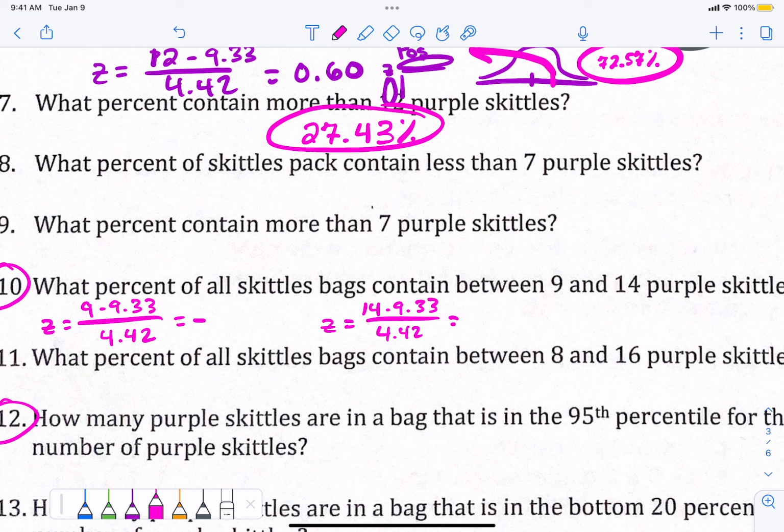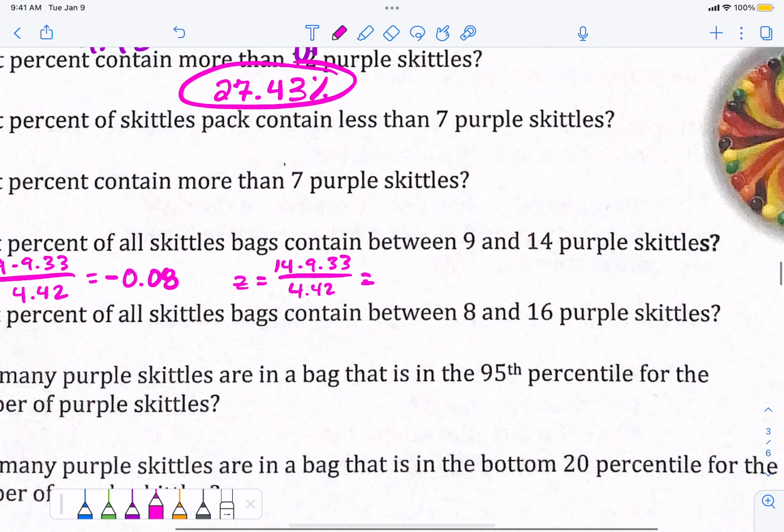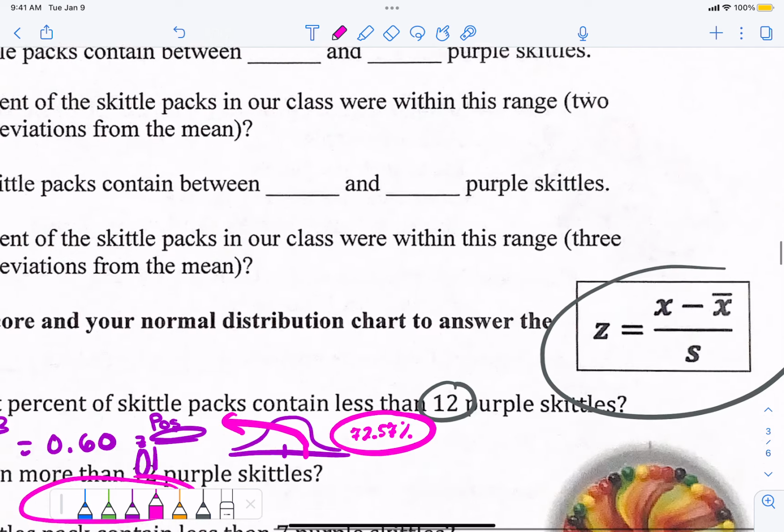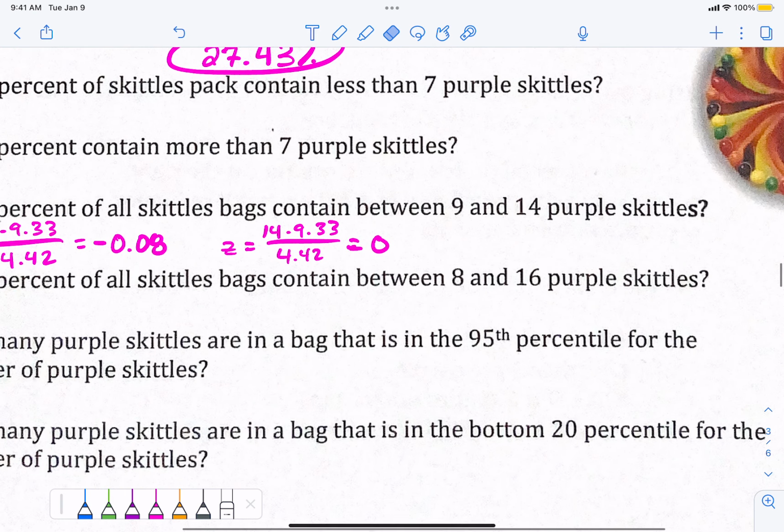Did you look it up on the chart already? What's the z value when you put it in your calculator? Negative 0.075, so -0.08. Okay, that's about right. 9 is really close to 9.33. 14 will be at a positive something, 1 point something. 1.06.